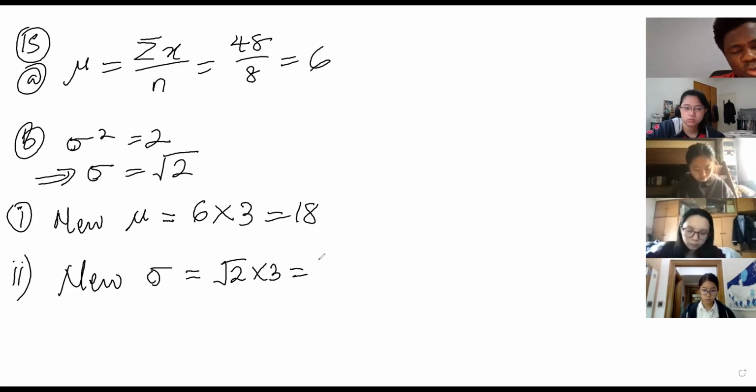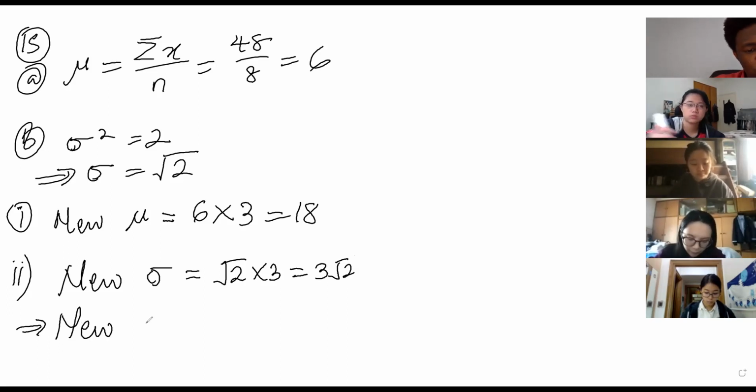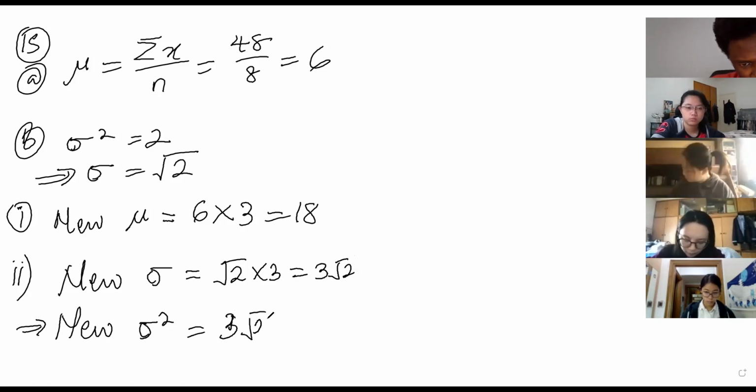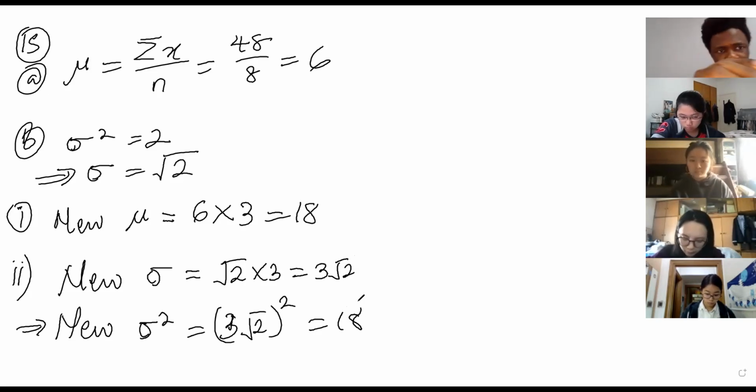So which means the new standard deviation is 3 root 2. And consequently, this implies that the new variance is going to be the square of the new standard deviation, and that's how you get the 18.